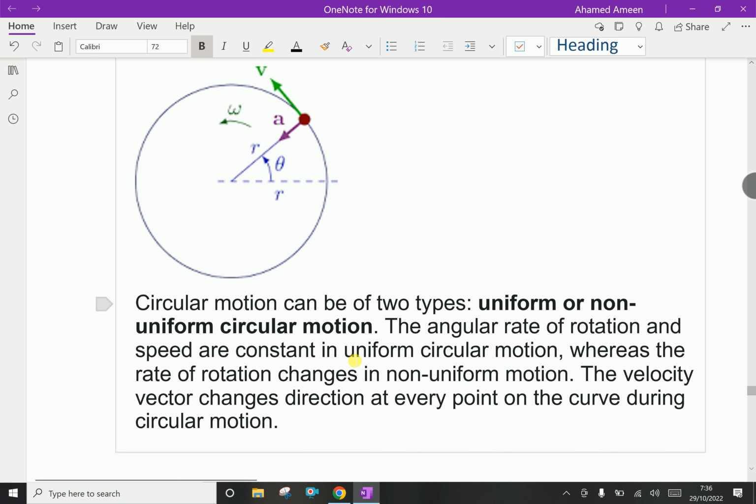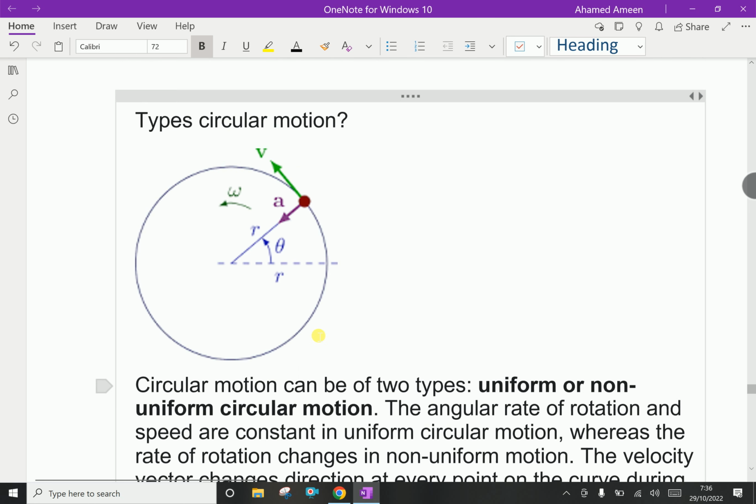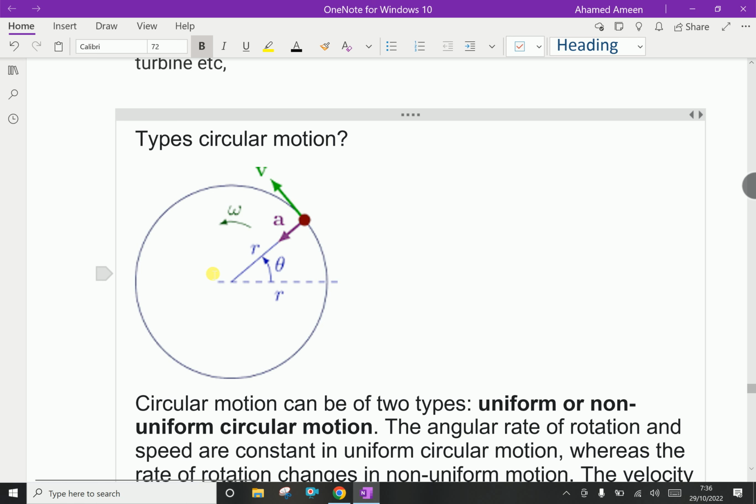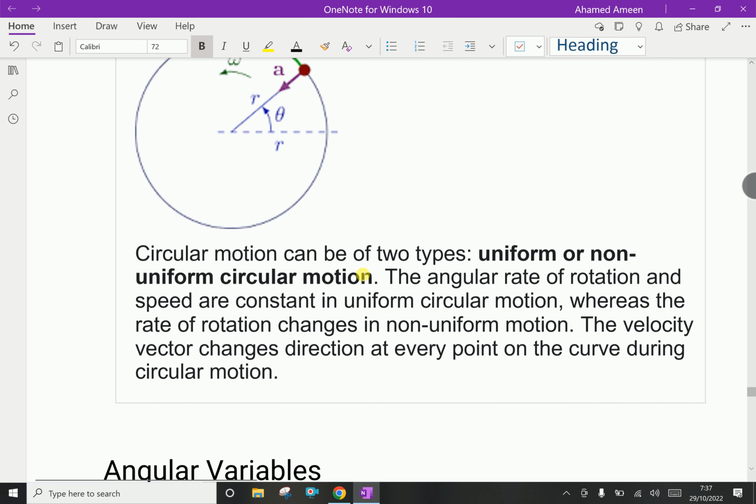The angular rate of rotation and speed are constant in uniform circular motion, whereas the rate of motion changes in non-uniform motion. The velocity vector changes direction at every point on the curve during circular motion. Here this is the angular speed or angular velocity. Then here, tangentially, the vector called v is the velocity vector. This is angular motion. v is linear motion.